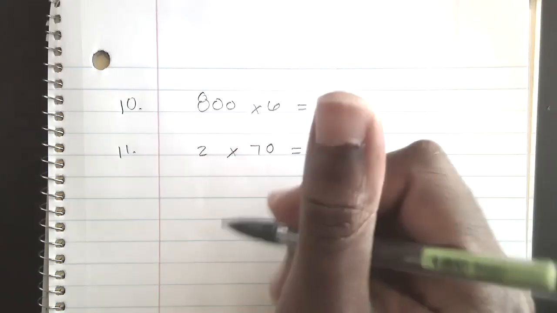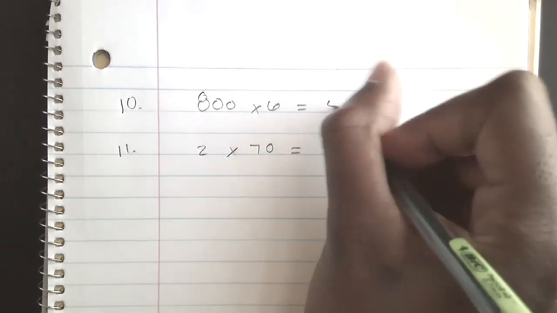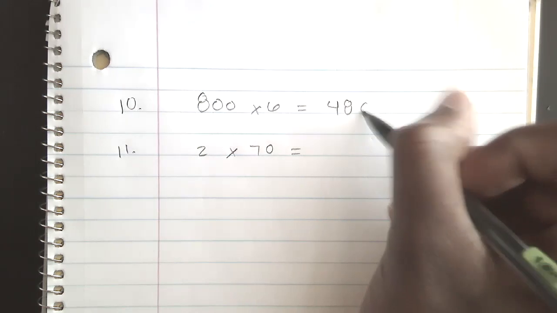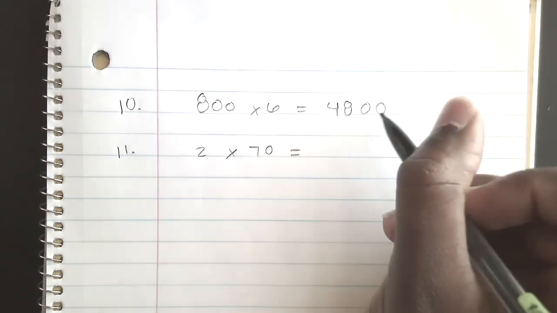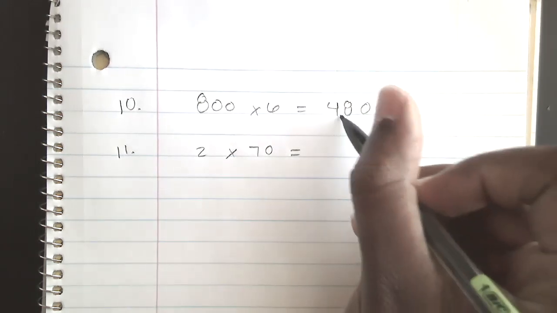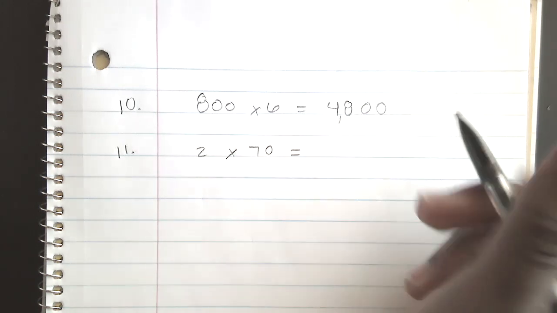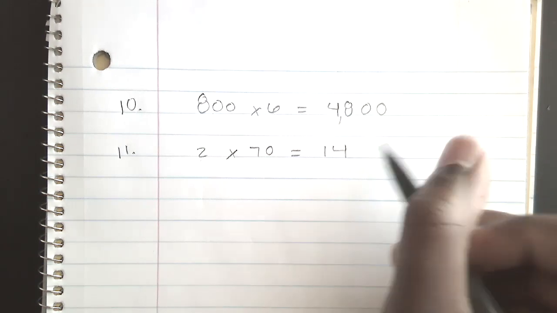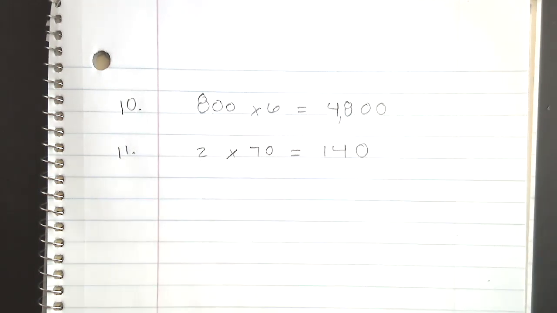All right, now that I have flipped my page to have more room, we have 8 times 6, we know equals 48. How many zeros am I given? 1, 2. So I'm going to add 2 in my answer, and then I need to make sure that I have my comma in the correct place, so 4,800. All right, 2 times 7, we know that equals 14. Bring my 1 zero in, and I have 140.